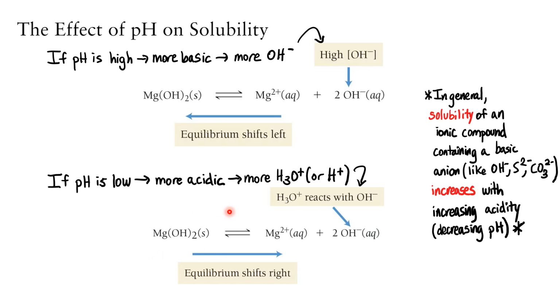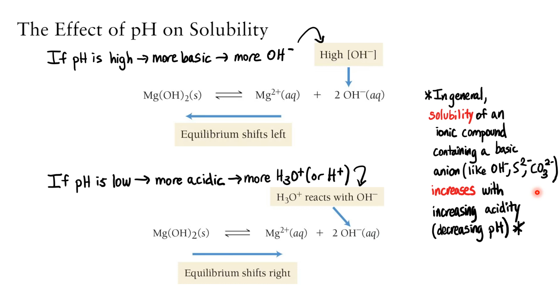That you've now increased the solubility of your magnesium hydroxide. So all this slide is telling you is that you can affect the solubility of an ionic compound by changing the pH, right? If you add more base, what's going to happen? If you add more acid, what's going to happen? In this case, and I made a note here, in general, the solubility of an ionic compound containing a basic anion, in this case it was OH minus, but what if you have other basic anions like S2 minus or CO3 2 minus? These are also basic anions, and they're the most common ones that you'll see.